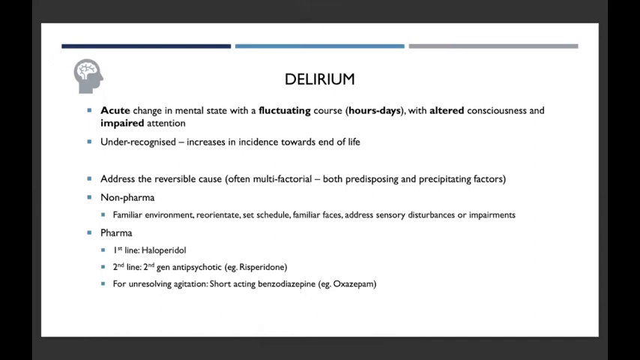Usual measures include a familiar environment, reorientating them, having pictures on the wall, familiar faces around, the same nursing staff, and a set schedule and routine. Make sure they're not facing any visual or hearing impairments that are affecting their ability to communicate and bringing on disorientation. And then pharmacologically, first line is haloperidol.